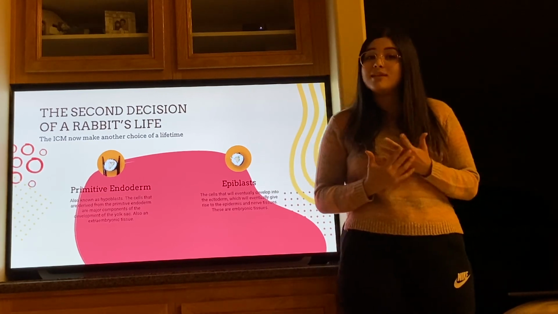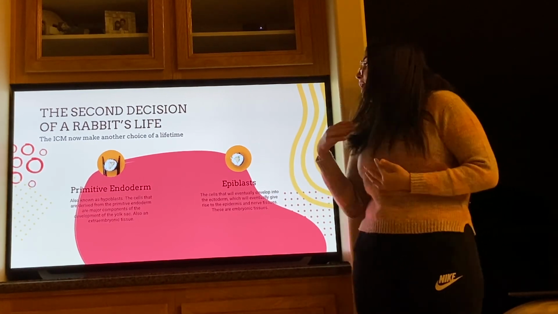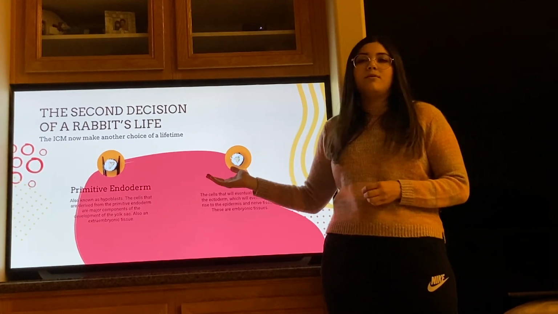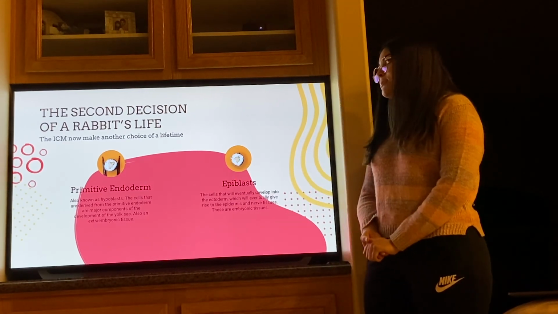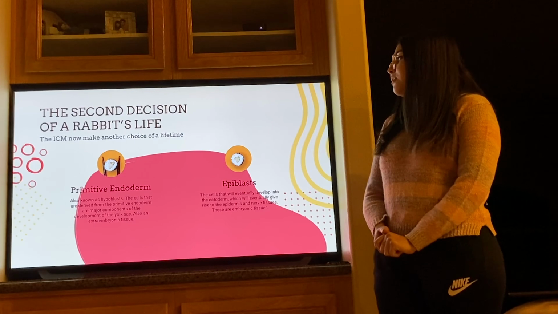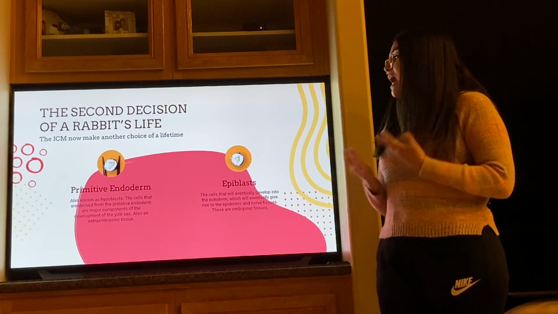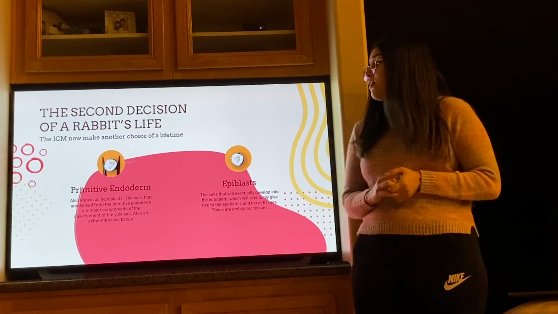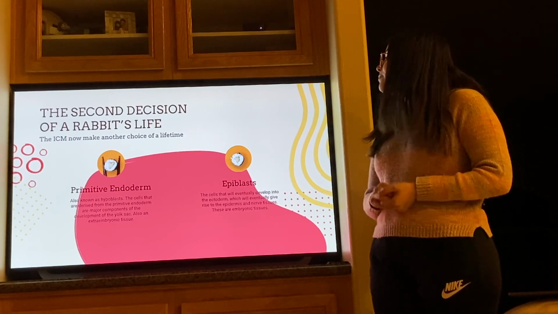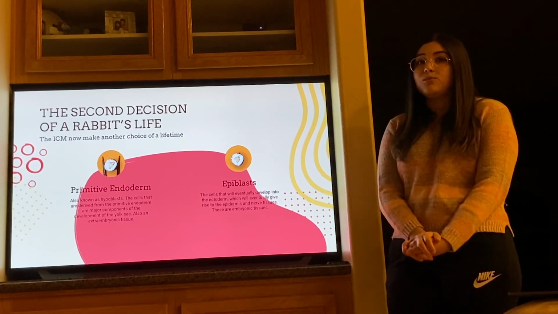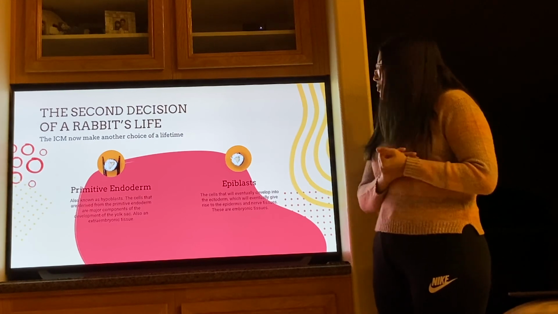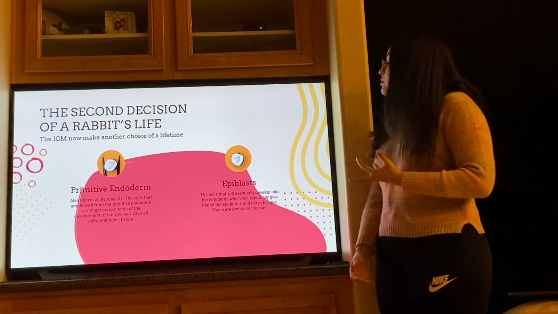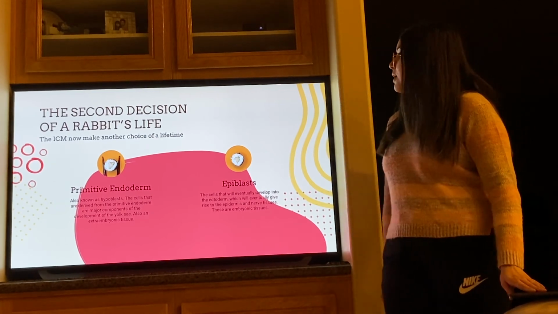The ICM will now make another choice of a lifetime, whether or not to become a primitive endoderm cell or part of the epiblast. So primitive endoderm, also known as hypoblast, are cells that are major components of the development of the yolk sac, and they are also extra-embryonic tissue. The epiblast are cells that eventually will develop into the ectoderm, which eventually gives rise to the epidermis and nerve tissues in the embryo itself as it develops. These are also internal embryonic tissues, not extra-embryonic.